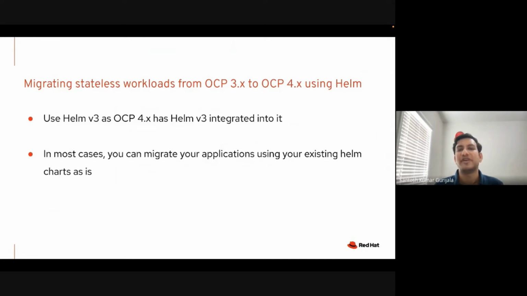In OpenShift 3, Red Hat did not officially support Helm charts, the reason being there were security concerns around Tiller. However, quite a few customers were deploying applications using Helm charts. But now, in version 3 of Helm, with Tiller having gone away, OpenShift 4.x has integrated Helm version 3 into it. In most cases, you can migrate your applications using your existing Helm charts as is.